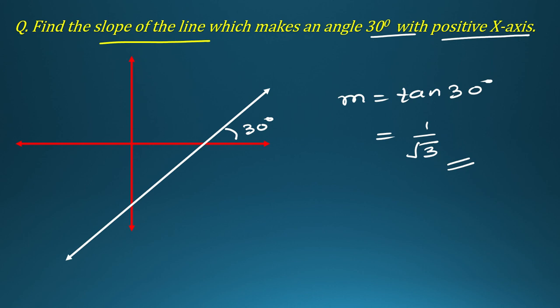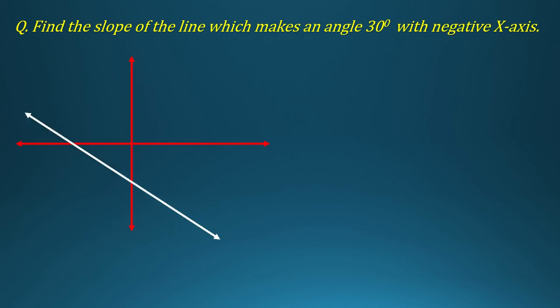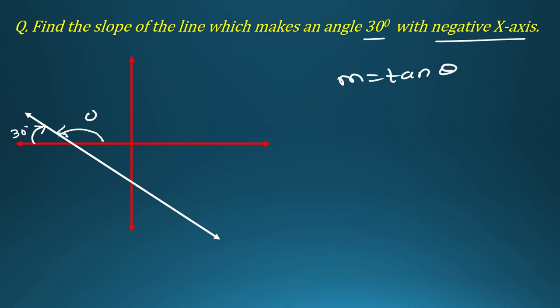Now the second case can be: find the slope of the line which makes an angle of 30 degree with negative x-axis. Negative x-axis means this, measured in clockwise direction. So this is 30 degree, but if we want to apply the formula of slope m is equal to tan theta, then where is theta? Theta should be taken in anti-clockwise direction with x. So this angle should be known.